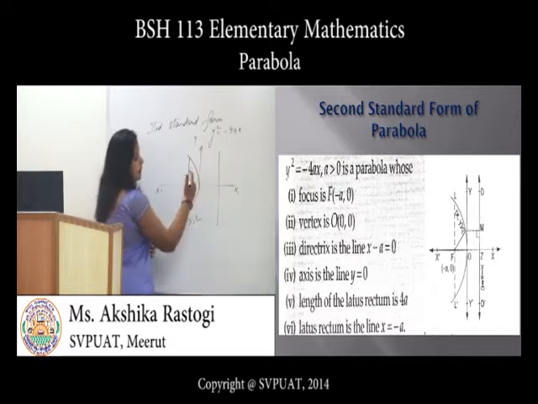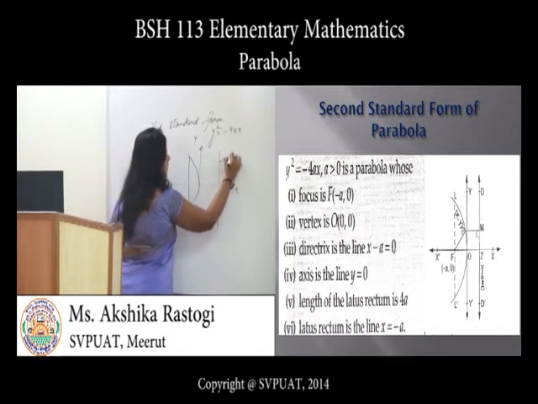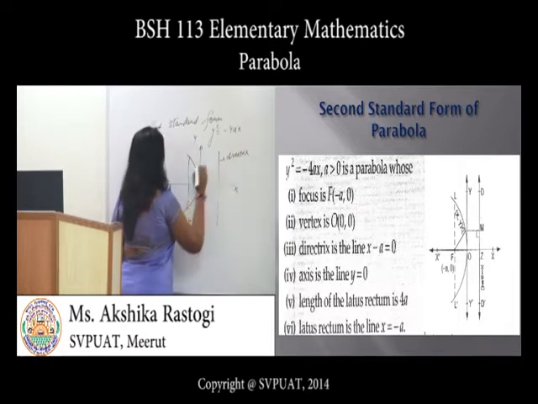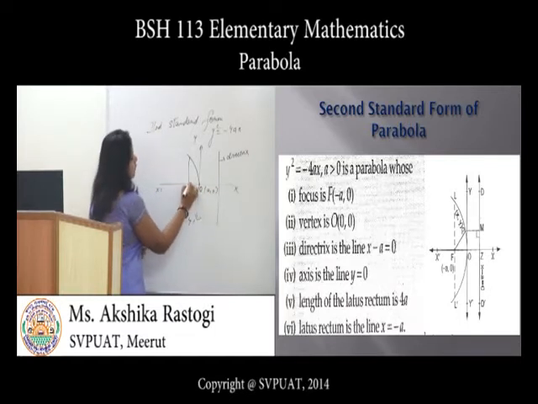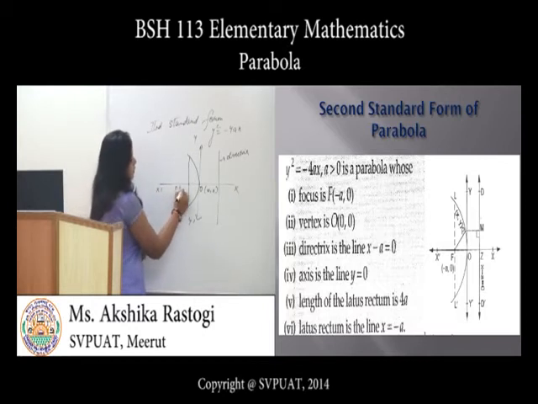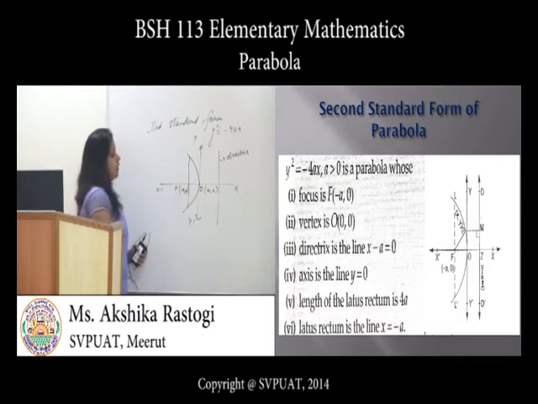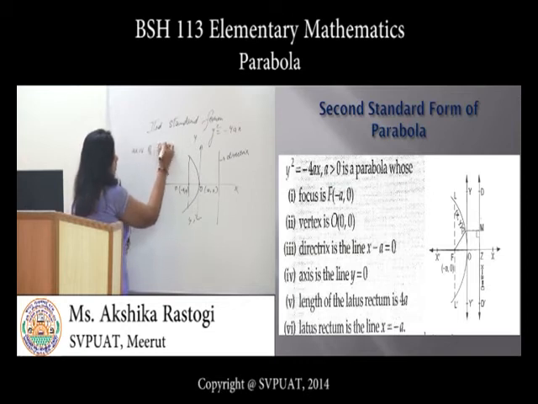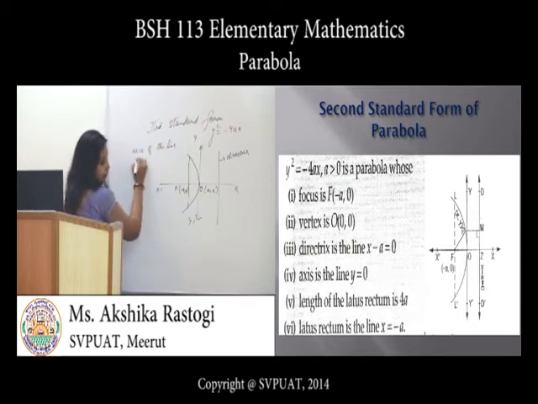Obviously the directrix must be on this side. This is the directrix. This is the vertex. Focal length. Now the focus will be minus a, 0, because we are on the left hand side, and the axis of the line remains the same, y equals to 0.